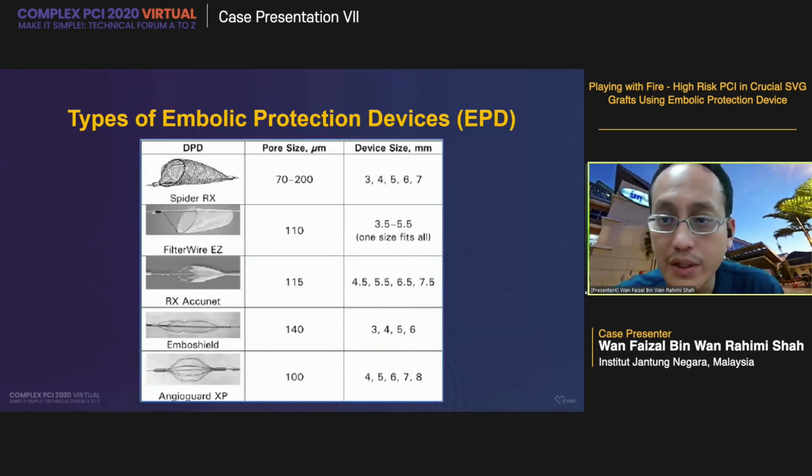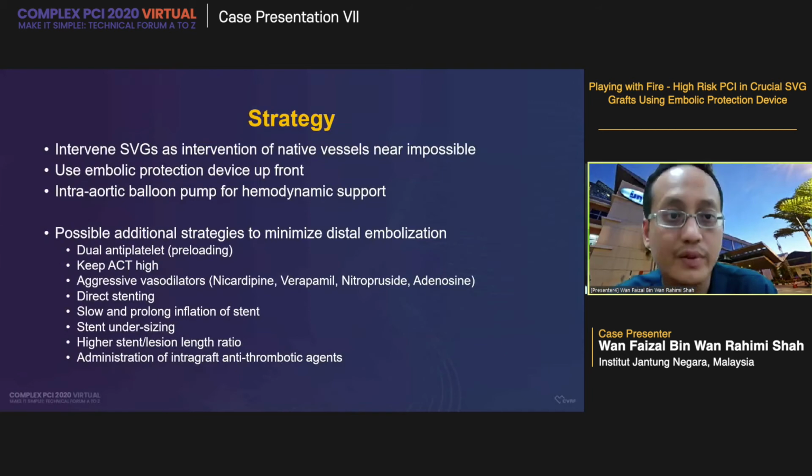So we are stuck with trying to deal with the diseased grafts from the initial part of the case. This is just a summary of the embolic protection devices. Obviously, as a young fellow, I do not know all of it. The one that I have is the SpiderFX, but I guess senior consultants are probably more experienced using it. So the strategy was to intervene on the SVGs, as intervention of the native vessels is near impossible, and also to use an embolic protection device up front.